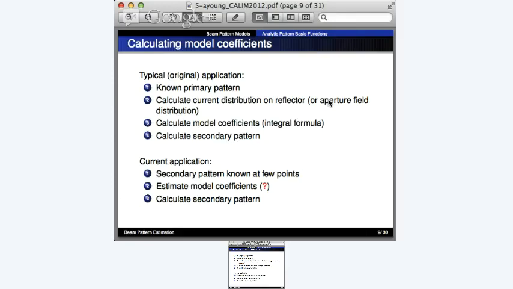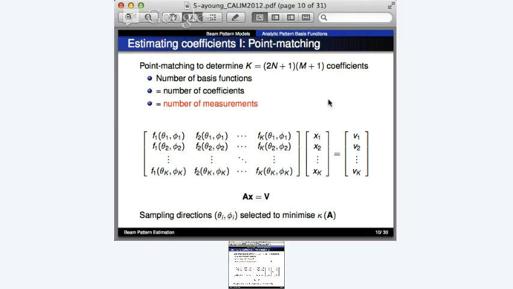So looking at how we estimate the coefficients, in the first approach, we just did normal point matching. So we have a certain number of basis functions in our model, which requires us solving a certain number of coefficients. So we use the same number of measurements. We stack the basis functions sampled in various directions into our system matrix, sample the unknown reference pattern, and use that to solve the unknown coefficients.